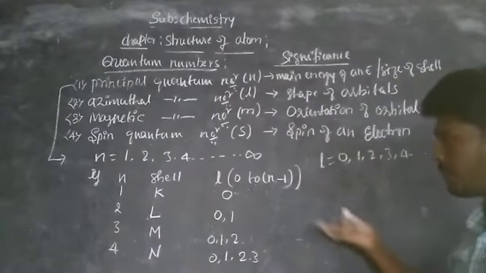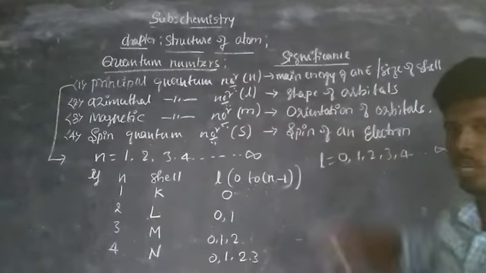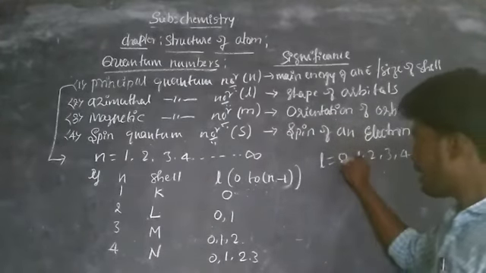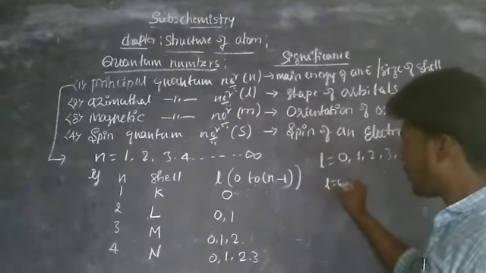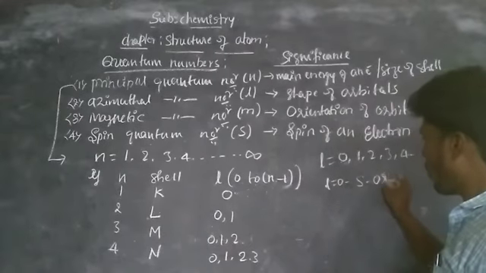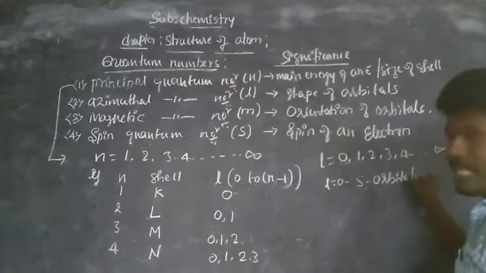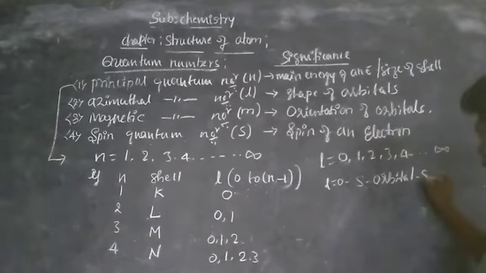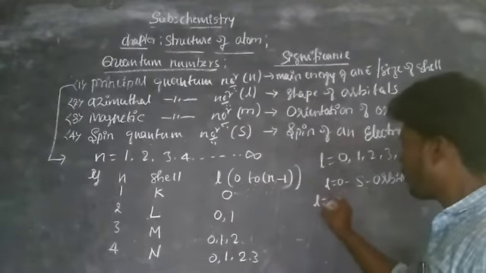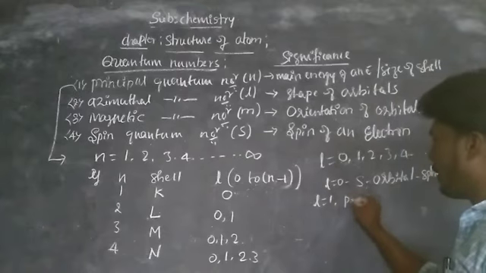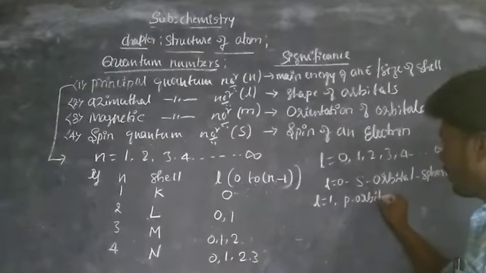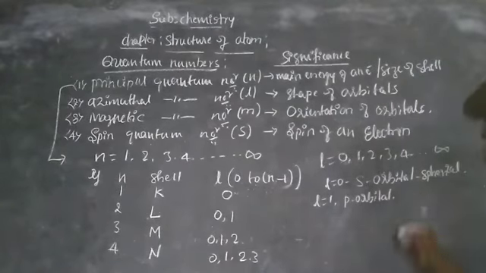There are values of n, right? What does it indicate? Shape. That is, if L is equal to 0, that indicates S orbital. S orbital. What is the shape? Spherical. Spherical, right? Similarly, if L is equal to 1, it is P orbital. P orbital. What is its shape? You know already. Dumbbell. Okay, dumbbell shape.